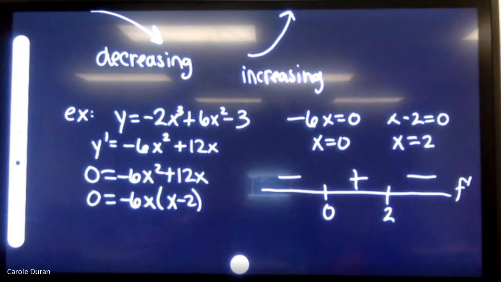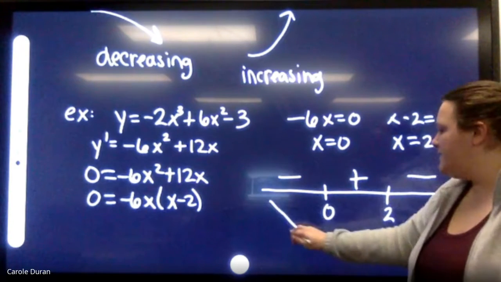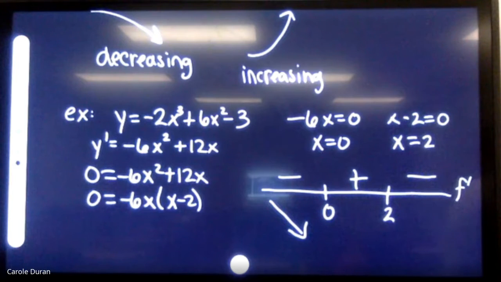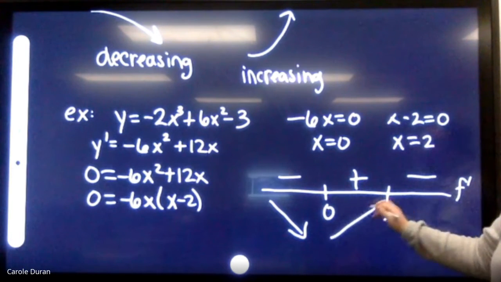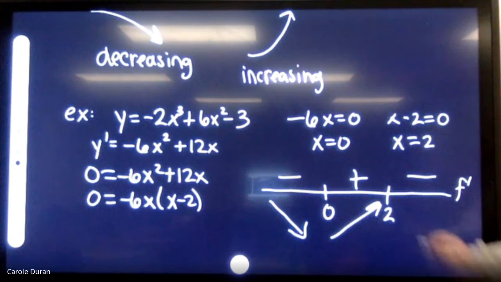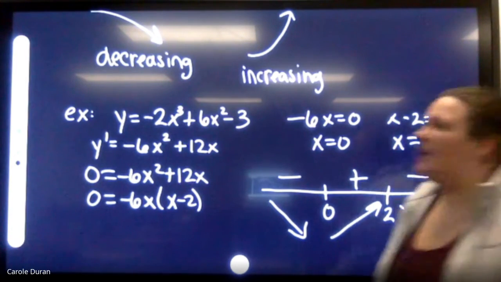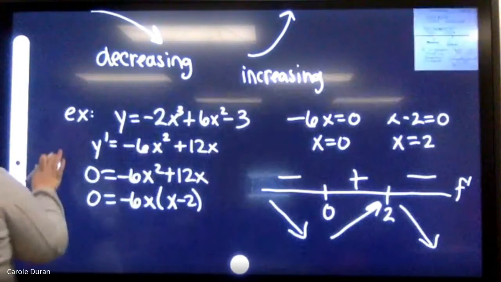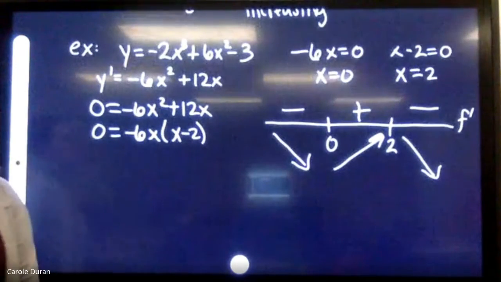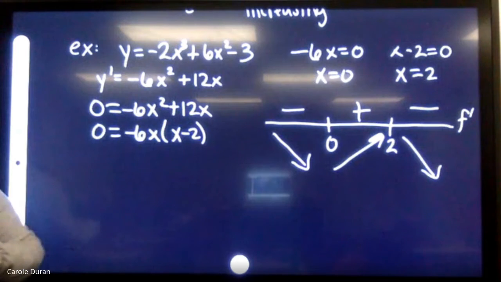It is also helpful sometimes to draw the lines. So a negative indicates that I'm decreasing coming into 0. A positive indicates that I'm increasing. And then a negative again indicates that I'm decreasing. This actually helps me visualize what's happening on my graph, which makes it easier to identify what's a minimum and what's a maximum.